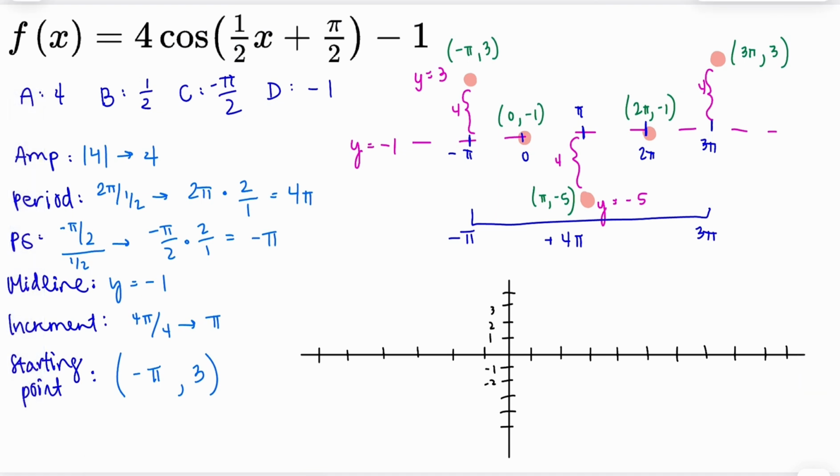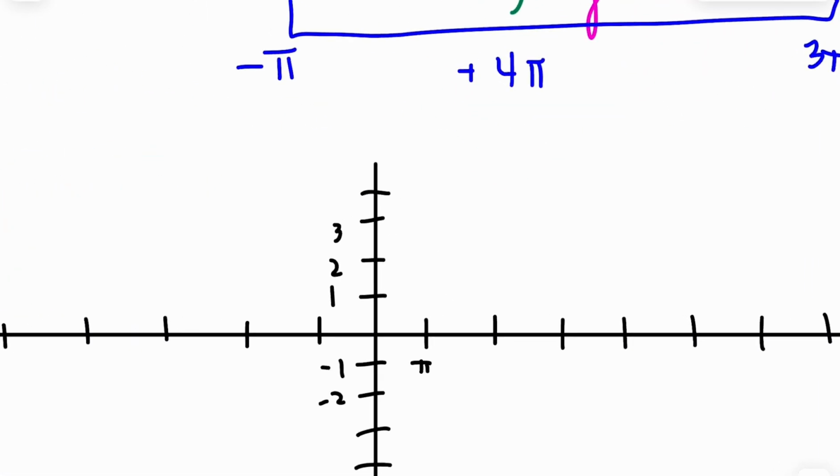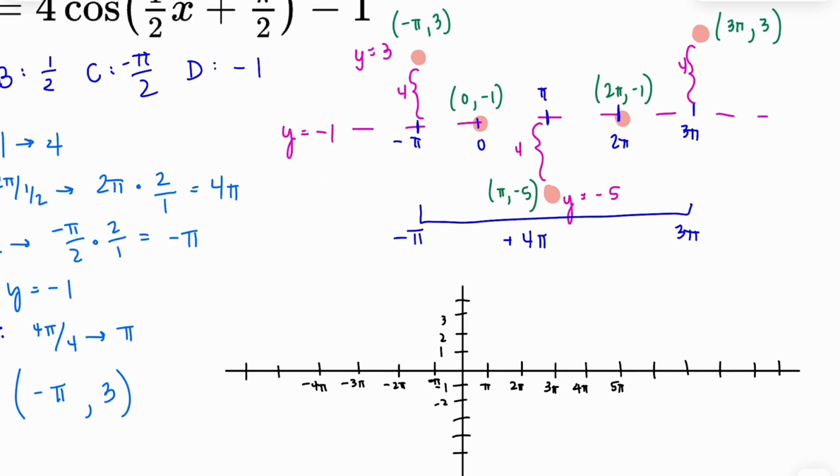Okay, we're going to count up by pi because that is what our increment is. So pi, 2 pi, 3 pi, 4 pi, 5 pi, -pi, -2 pi, -3 pi, -4 pi, and I think we get the point. So my phase shift was -pi. It starts up. My amplitude is 4, but my midline is -1. So that's kind of the process I went through.